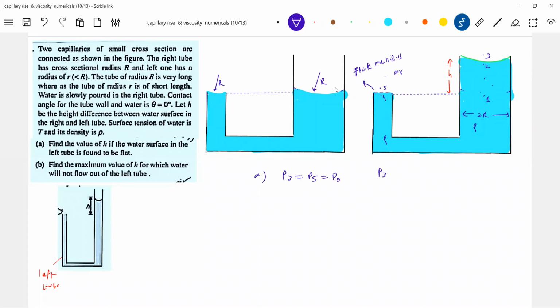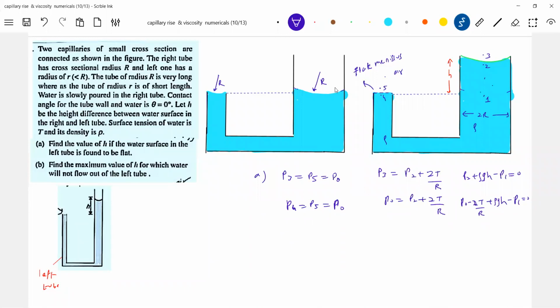Let's write another equation. P3 equals P2 plus 2 times surface tension over radius. P3 equals P naught. And P2 plus rho g h minus P1 equals 0. P2 is P naught minus 2T by R, plus rho g h minus P1 equals 0. Why should I equate the pressure at 4 and 5? Because the meniscus is flat, no? Pressure at 4 and 5 should be equal.